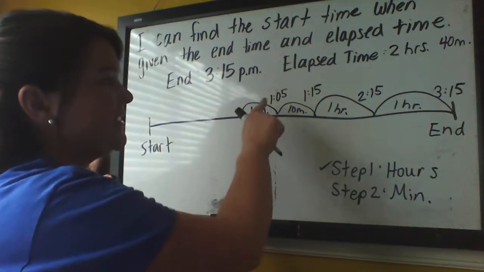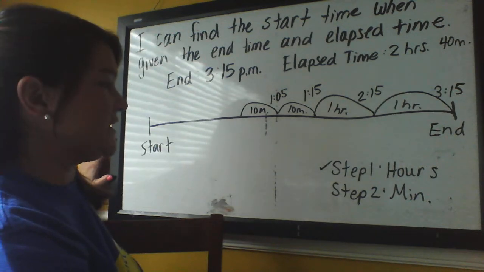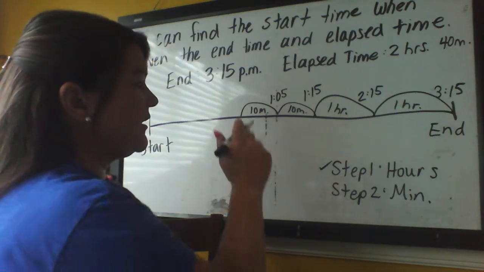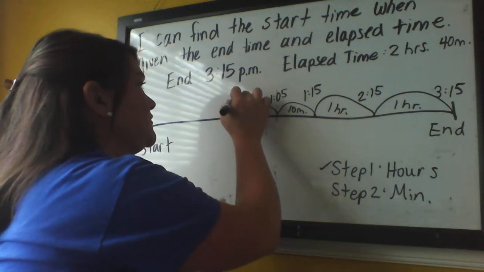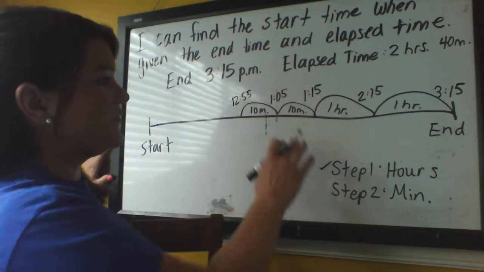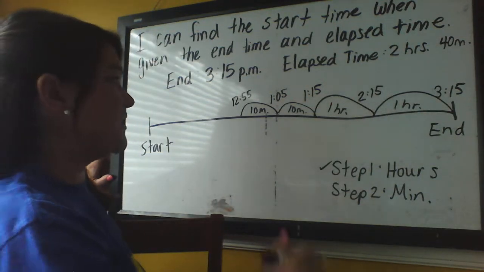this one's tricky because it's 1:05. Think about what time it would be if you go back 10 minutes. Okay. So 5 minutes would be 1 o'clock. Another 5 minutes would be 12:55. Okay. And so far I've gone 10, 20, and I need to go 40. So I need to do 20 more minutes.